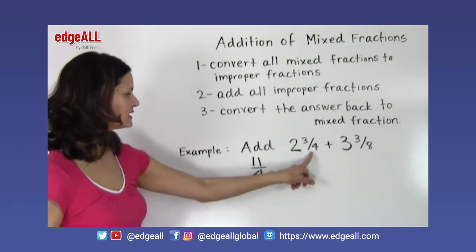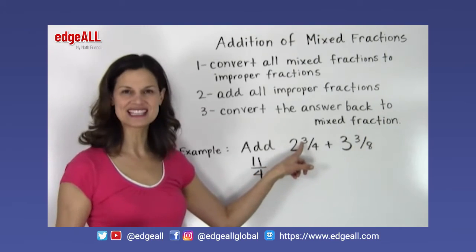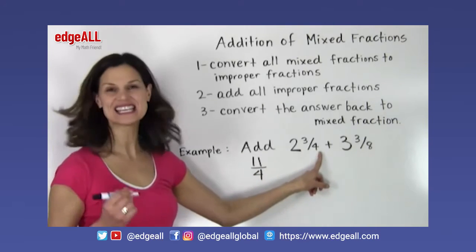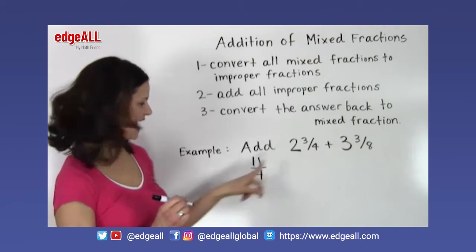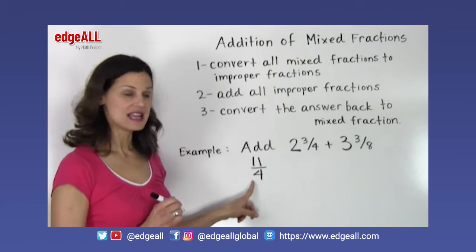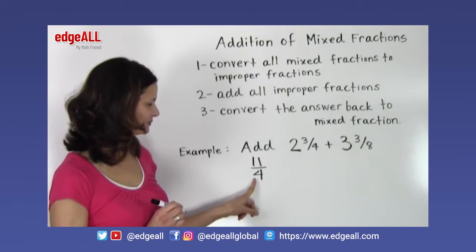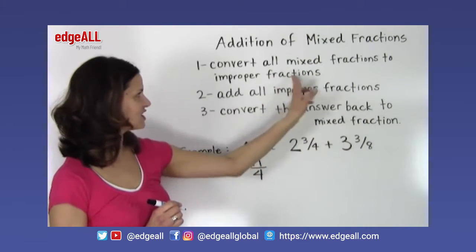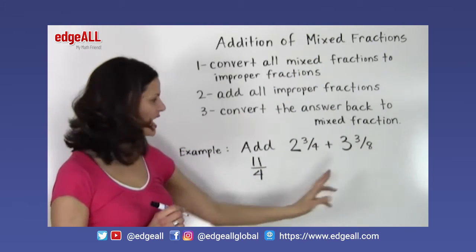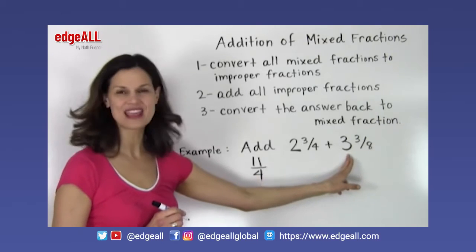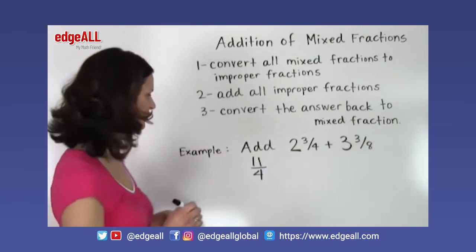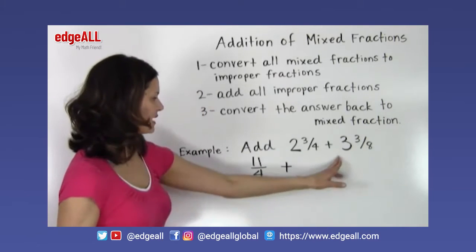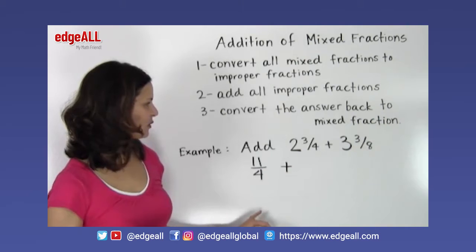11/4. 4 times 2 is 8, add 3 is 11. 11 will be the number that's in our numerator, and then we just keep the denominator of the fraction as the denominator of our improper fraction as well. And then we want to convert our other mixed fraction to an improper fraction. So next we want to convert 3 3/8 to an improper fraction as well. So we're adding these two things together, and we want to leave space here for a little conversion that we're going to need to do.